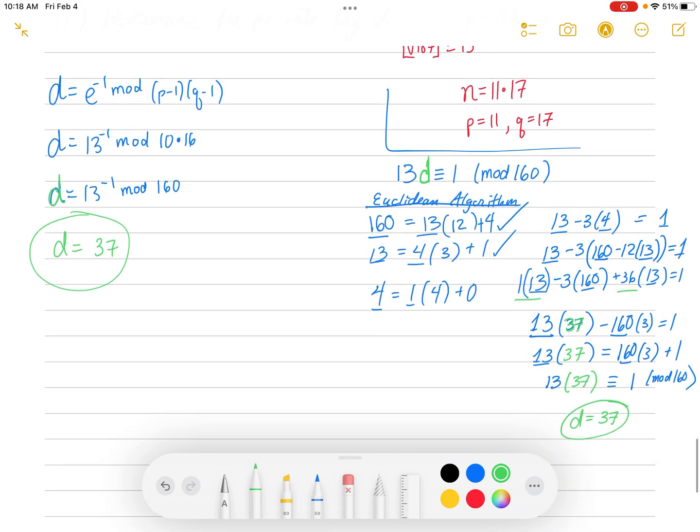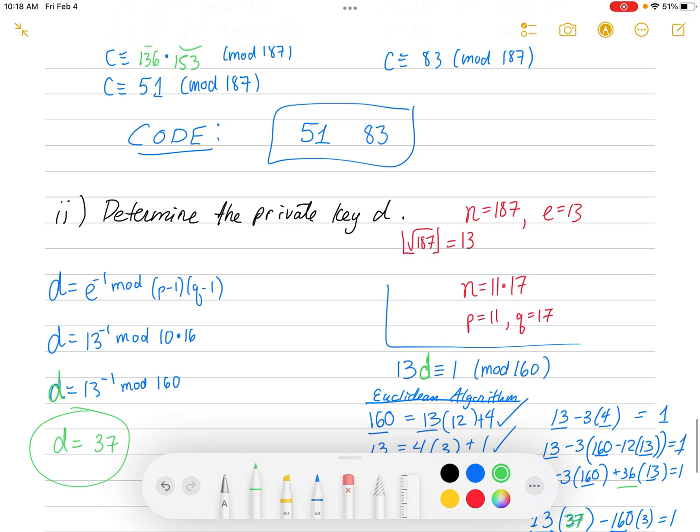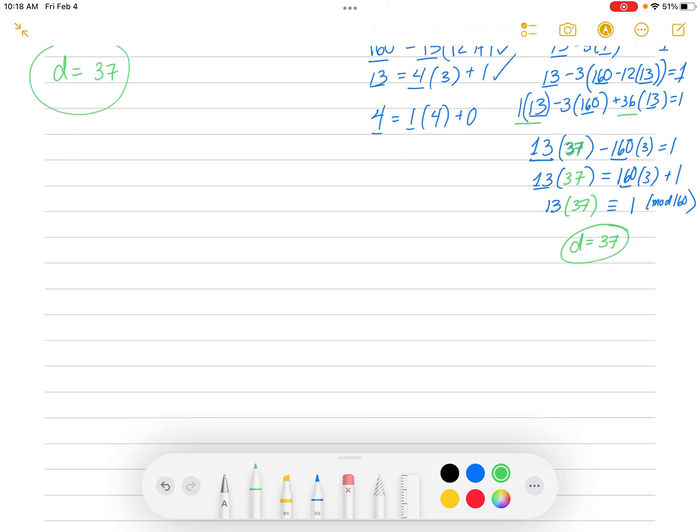So that's the private key. That's the one that's pretty much impossible for people to crack. They can't find the private key, and it all comes back to being able to factor that n into 2 primes. Now, we were able to factor n here into 2 primes because it was a small number, 187. Okay, now let's go into step 3.